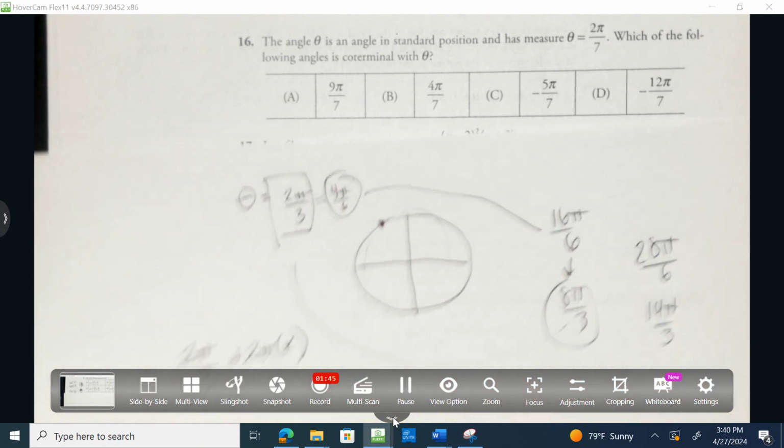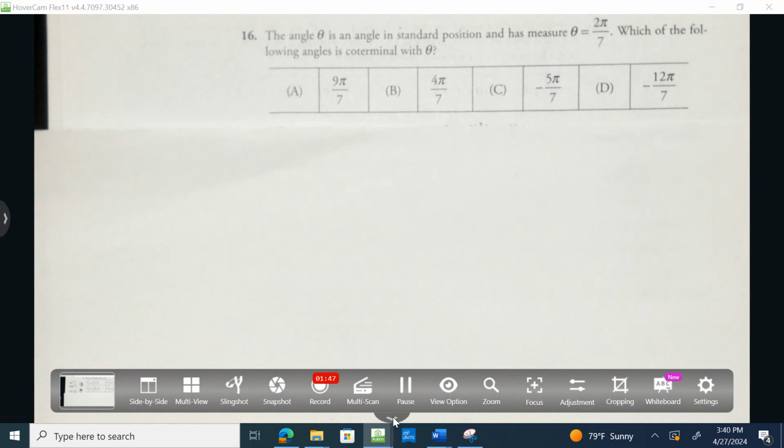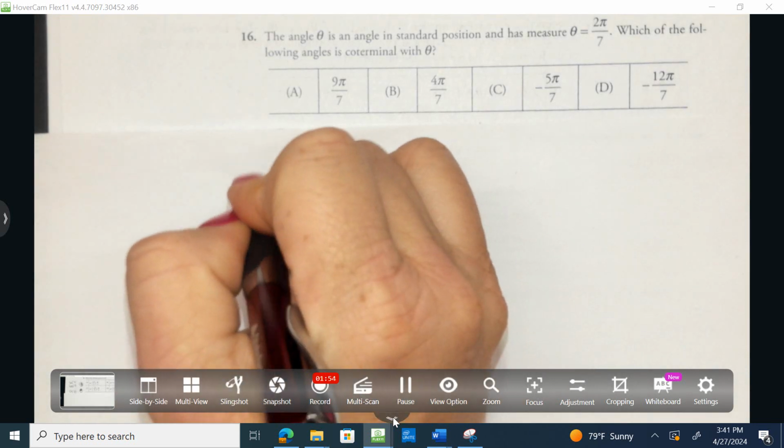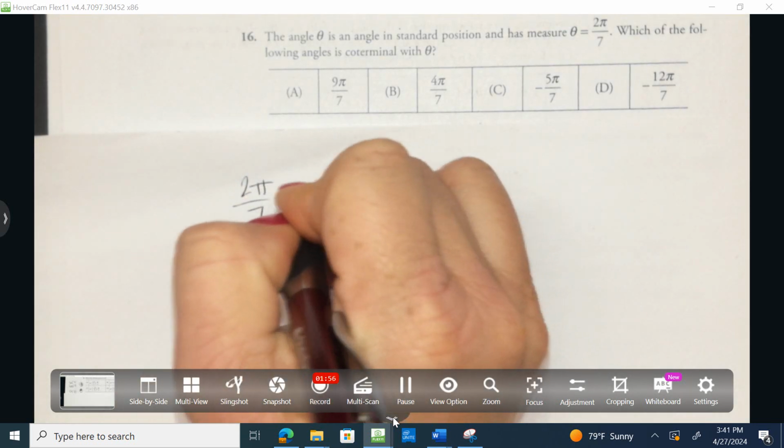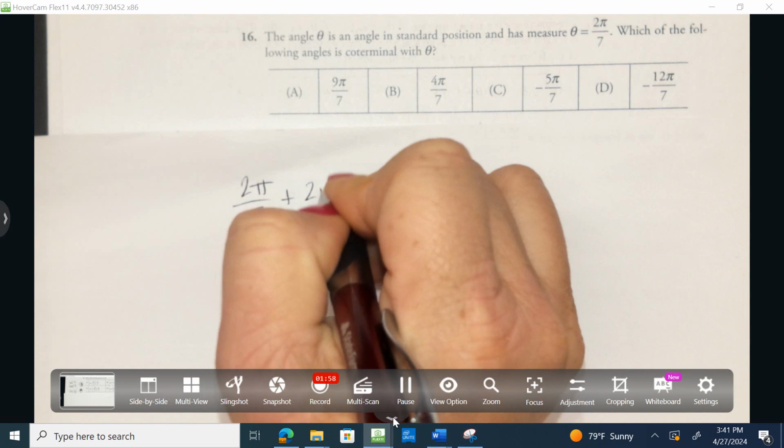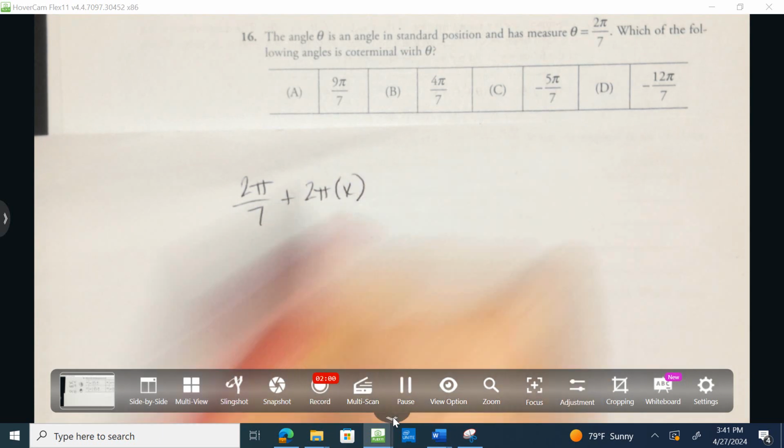Okay, let's apply that up here. Let me take my paper and let's flip it around. So 2 pi over 7 isn't one of the places that we've memorized, but we do know that if we take it and we add to it 2 pi k, now k can be whatever we want it to be. It could be 1, 2, negative 1, negative 2. It could be any integer. We want to find which ones match this.